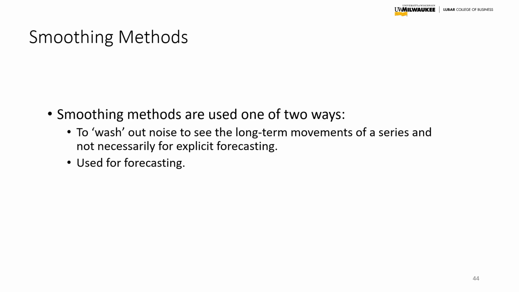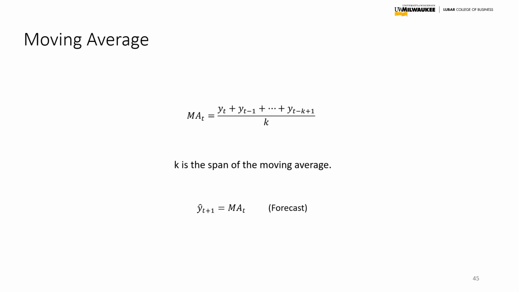Smoothing methods are used for one of two purposes. One, simply to wash out the noise to see the long-term movements of a series and not necessarily do explicit forecasting. Another is indeed to implement them for forecasting. I'm only going to cover the most basic smoothing methods, the first being the moving average.